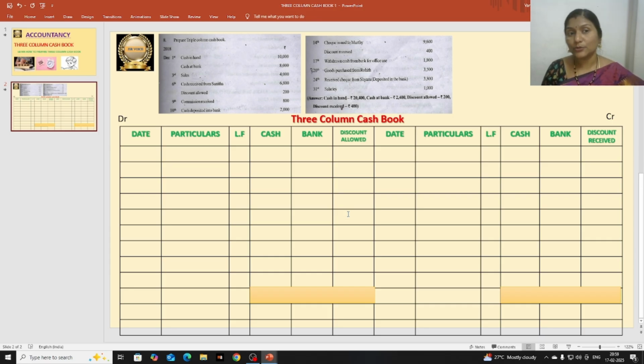So December 1st, 2018, what happened? They have given cash in hand 10,000, cash at bank 8,000. Two amounts related to two transactions are given, but cash in hand, cash at bank, those are opening cash and opening cash at bank on the opening day in the business. So these openings, we are going to write on the debit side of the 3-column cash book. I discussed this item already in the previous video.